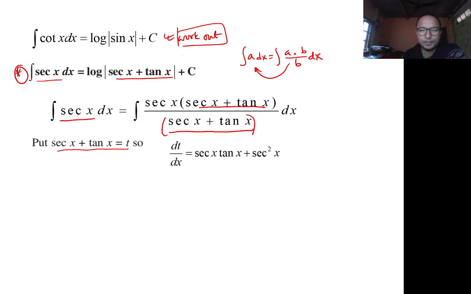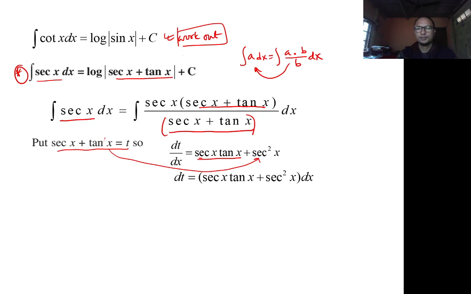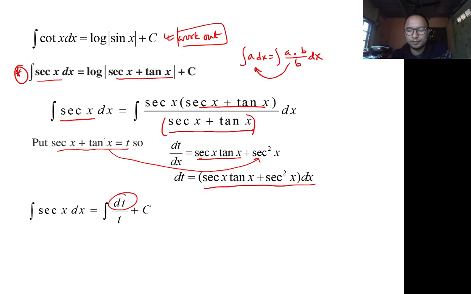Now differentiate with respect to x. Differentiating, we get sec x tan x, and for tan x we get sec square x. So dt is equal to this, x multiplied over. Now the whole thing is nothing but dt, right? The integral of dt is t. That's it. So we get log of t plus c.